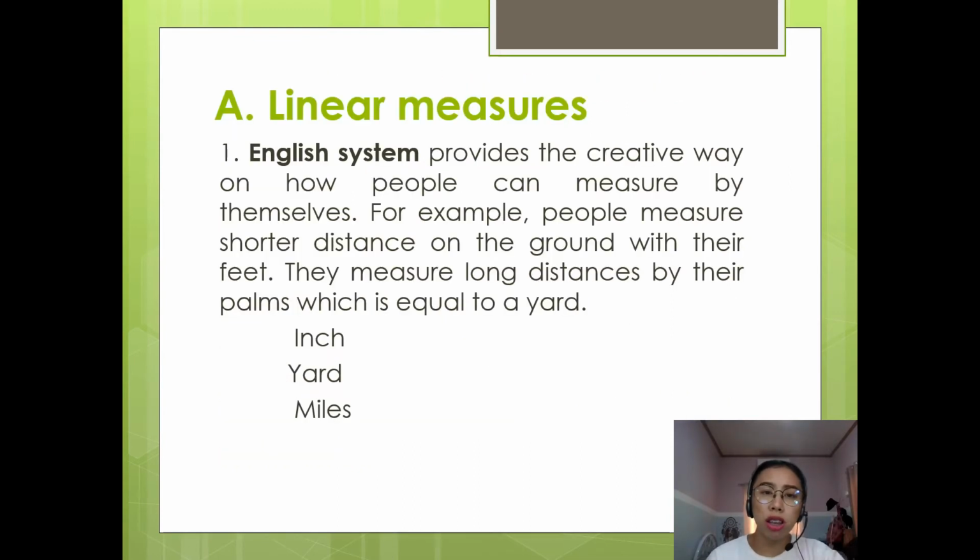Okay, the first one is the linear measure, and we have the English system. The English system provides the creative way on how people can measure by themselves. For example, people measure shorter distance on the ground with their feet. They measure long distances by their palms, which is equal to a yard. So these are the different units in the English system. We have the inch, yard, and miles.